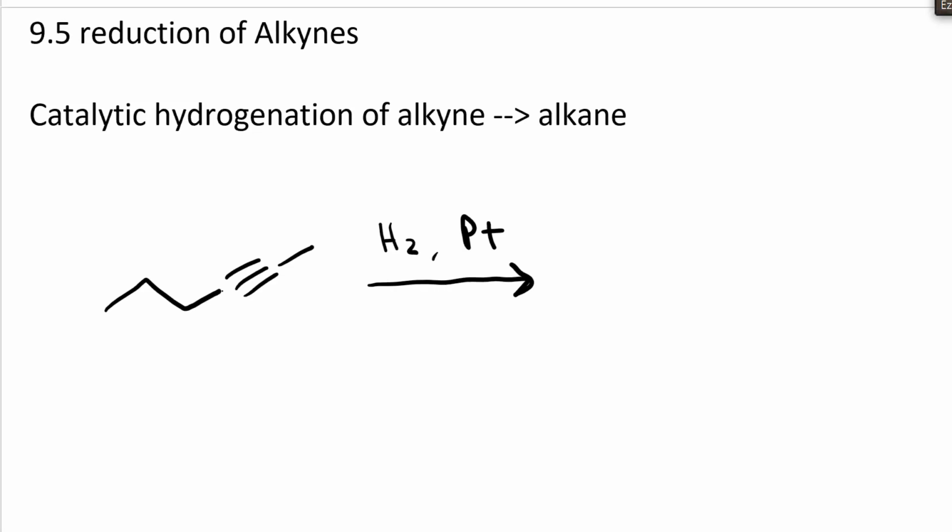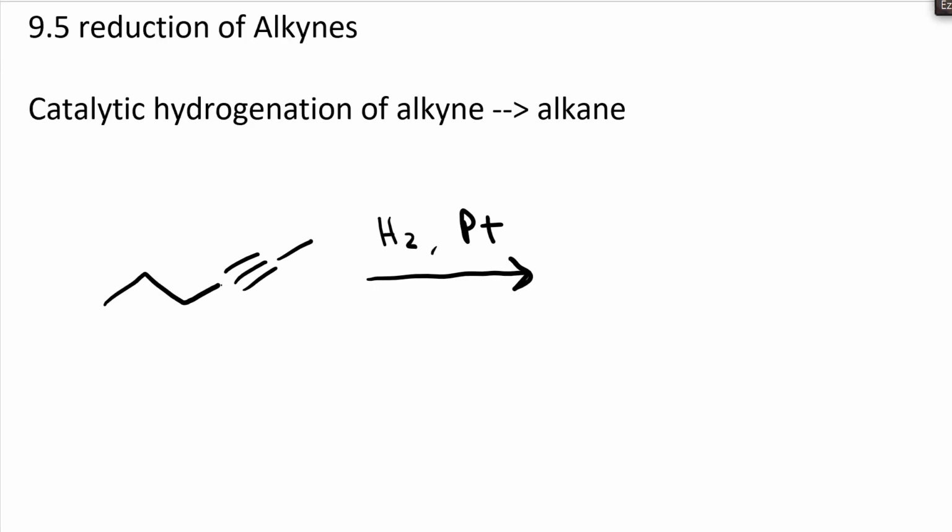Alkynes can undergo many of the same addition reactions, or very similar addition reactions, to alkenes. For instance, we can reduce alkynes by catalytic hydrogenation. Now this will reduce both pi bonds and take our alkyne all the way to an alkane. So our starting compound here is 2-hexyne, and we're going to reduce it all the way to hexane.